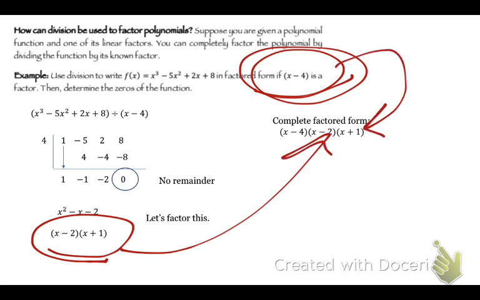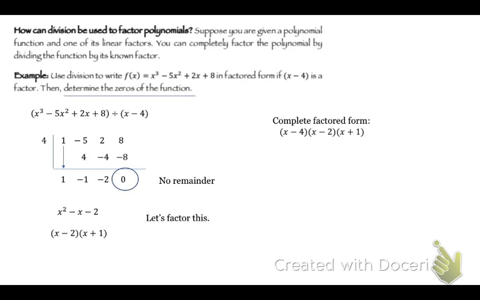Okay? Now we have to determine the zeros of the function. So I'm going to take my factors and set them equal to 0. So I have x minus 4 equals 0, x minus 2 equals 0, x plus 1 equals 0, which means x equals 4, x equals 2, and x equals negative 1. Oh, sorry. And then we're done.